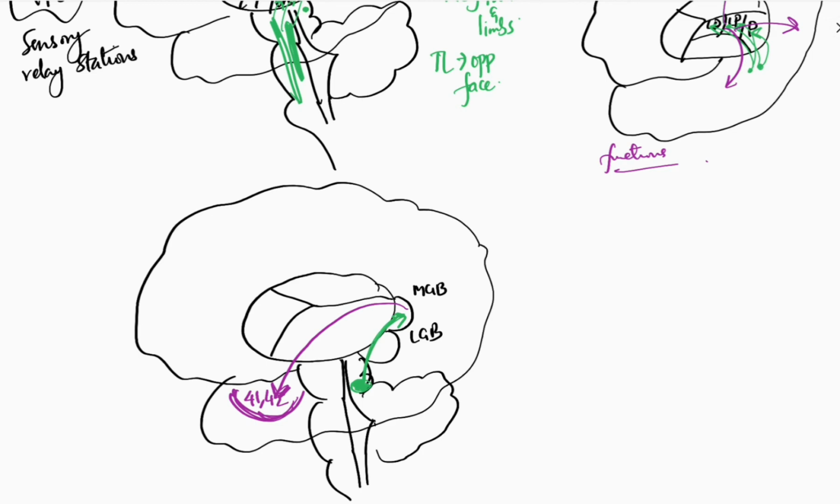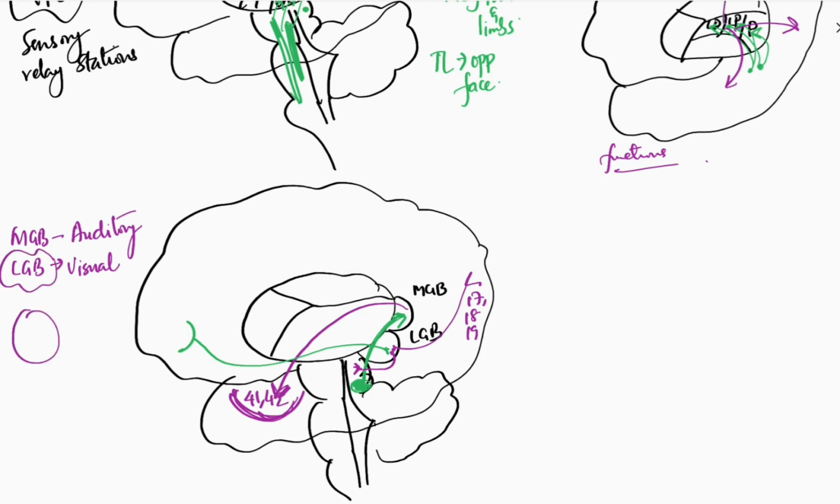Now the lateral geniculate body is involved with visual relay. It receives input from the optic tract, and it sends efferents to the visual cortex in the occipital lobe. It also sends relay to the superior colliculus for relaying visual reflex. Hence, the medial geniculate body is a part of the auditory pathway, and the lateral geniculate body is a part of the visual pathway. Any defect in the lateral geniculate body can present with contralateral homonymous hemianopia.